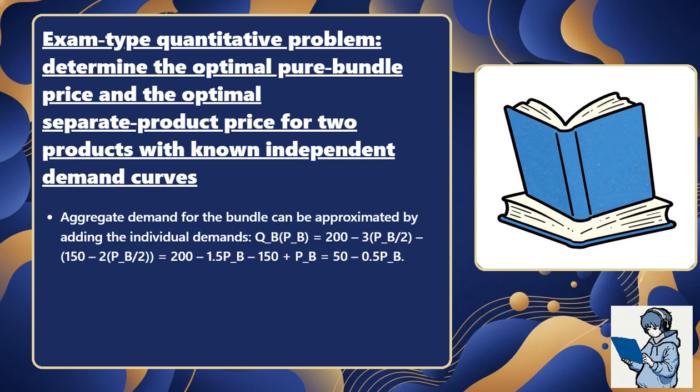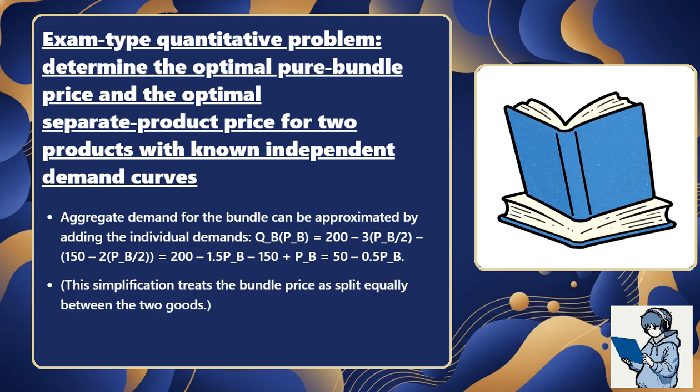the bundle price. Aggregate demand for the bundle can be approximated by adding the individual demands. Quantity of bundle as a function of bundle price equals 200 minus 3 times (bundle price divided by 2) minus (150 minus 2 times (bundle price divided by 2)). Simplifying gives 200 minus 1.5 P sub b minus 150 plus P sub b equals 50 minus 0.5 P sub b. This simplification treats the bundle price as split equally between the two goods.